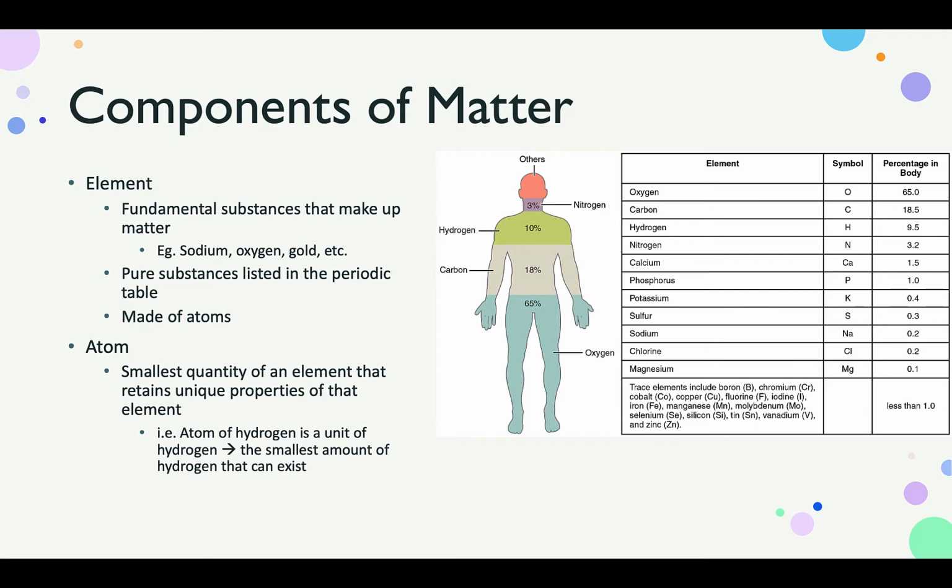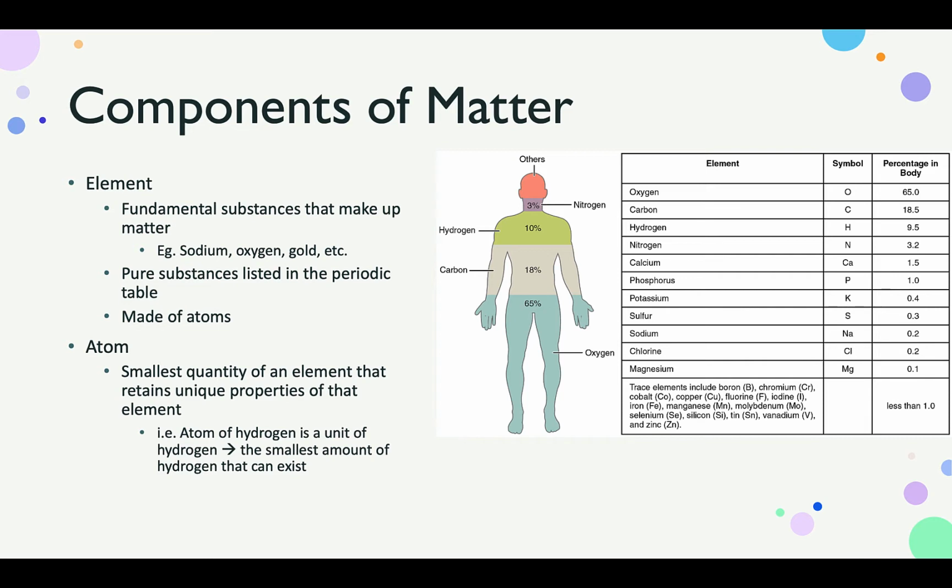These elements are in their pure form, meaning that they're distinguished from each other based on their atomic properties. The elements in the human body are shown in this picture, beginning with the most abundant, oxygen, and then carbon, hydrogen, nitrogen, and then others. Each element's name can be replaced by a 1 or 2 letter symbol that you'll become familiar with throughout the course. All the elements that make you are derived from the foods that you eat and the air that you breathe. An atom is the smallest quantity of an element that retains the unique properties of that element.